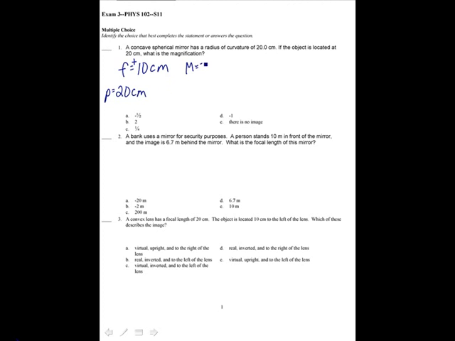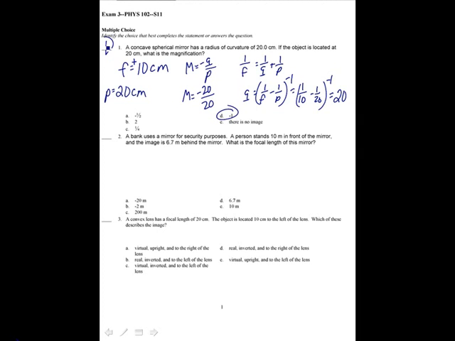Well, the magnification is minus q over p, so we need to solve for q. 1 over f is 1 over q plus 1 over p. So q then is 1 over f minus 1 over p to the negative 1. Let's see, that is 1 over 10 minus 1 over 20 to the negative 1. That's 2 over 20 minus 1 over 20. The inverse of that is just 20. So q is 20, so the magnification is negative 20 over p, which is 20. So the answer is D, negative 1.